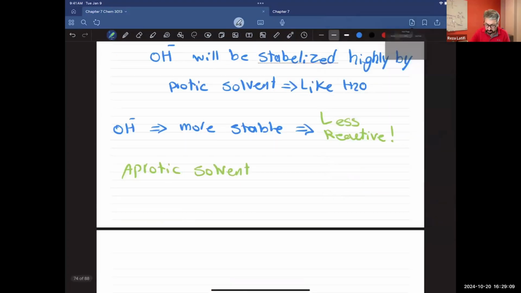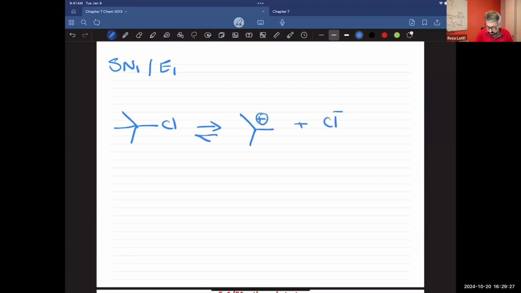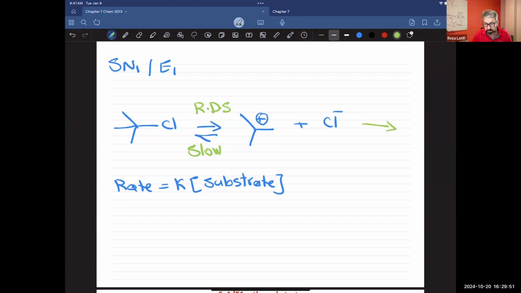When it comes to SN1 or E1, the first step of the chemical reaction is creating a carbocation. And the rate of the reaction, we write this way: K multiplied by the concentration of the substrate. Now, where is the nucleophile? The nucleophile will be added in a step that is way faster than the first step. This one is the rate determining step, which means it's slow. So we have another step, and in that step the nucleophile will be added.